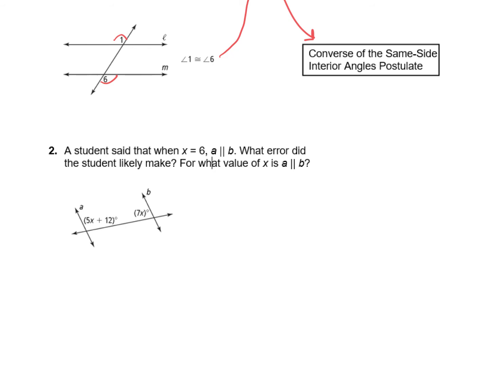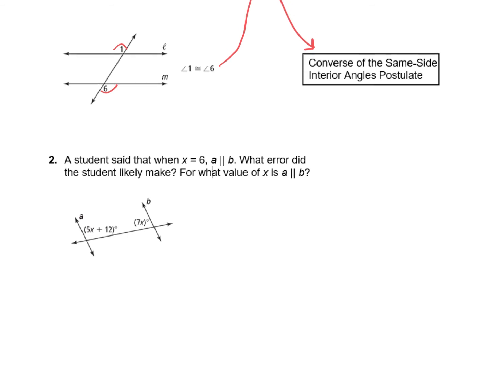So let's just plug in a 6 and see what angle measures we got here. So 5 times 6 plus 12. 5 times 6 is 30. 30 plus 12 is 42. So they said x equals 6, so they're getting this angle measure to be 42 degrees. And then 7 times 6 is 42 degrees. So they are saying that these two angle measures are congruent to each other. Do we agree with that? What angle pair is this?